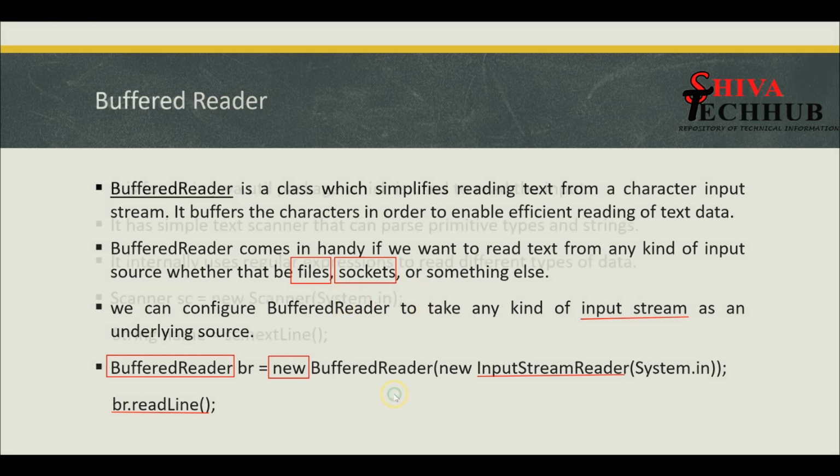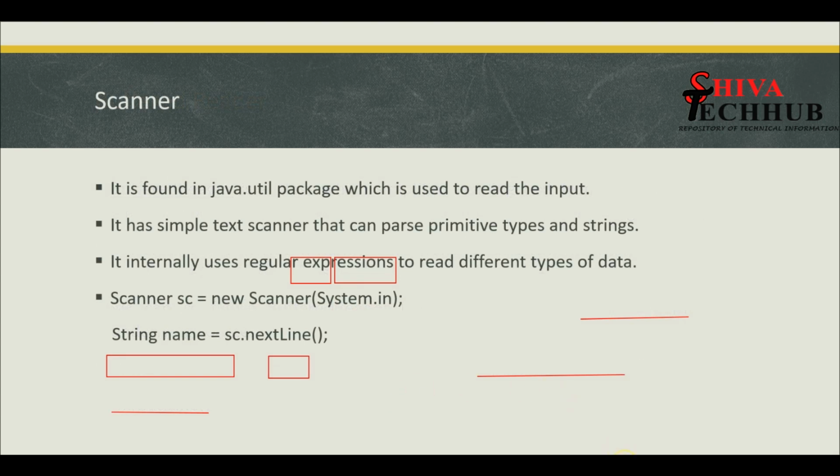Now let us try to understand the second way of accepting the input. It is scanner. Okay, so basically what is scanner? It is present in the java.util package which is used to read the input as buffered reader does. Okay, if you consider the common quality of buffered reader and scanner is that both do the same operation, but the way you write and the way you accept the input from the console will be different.